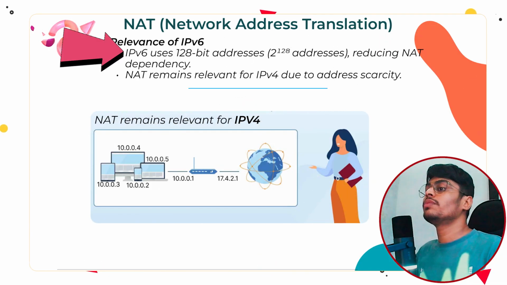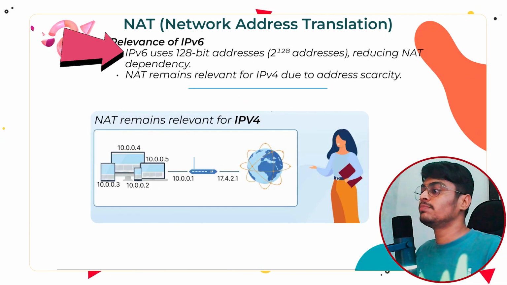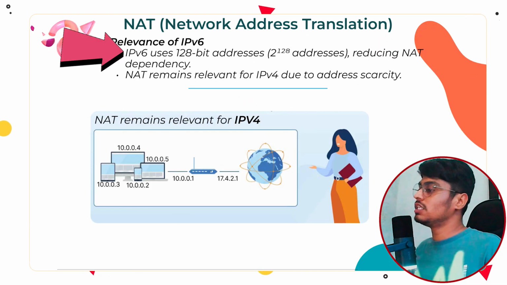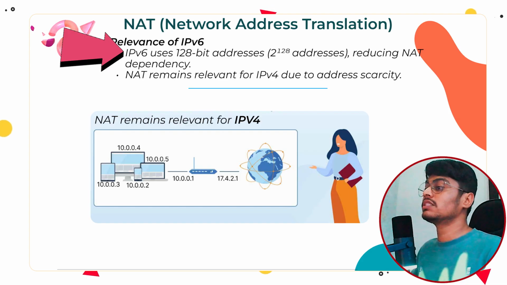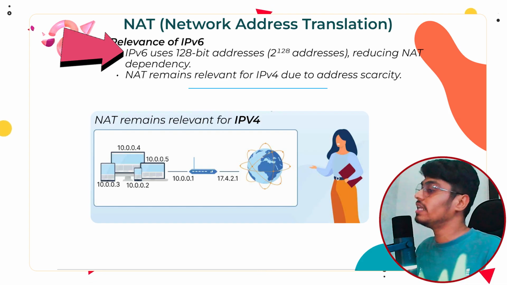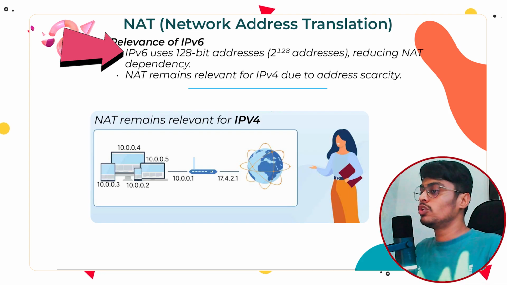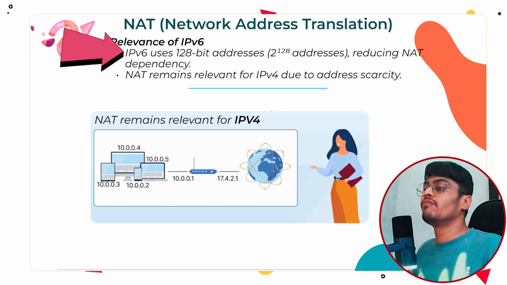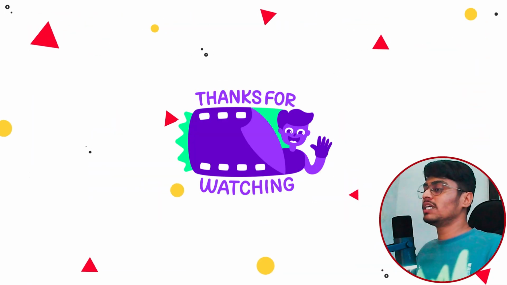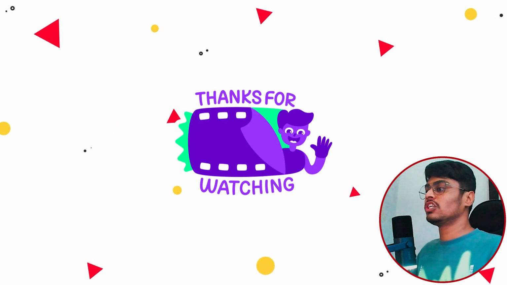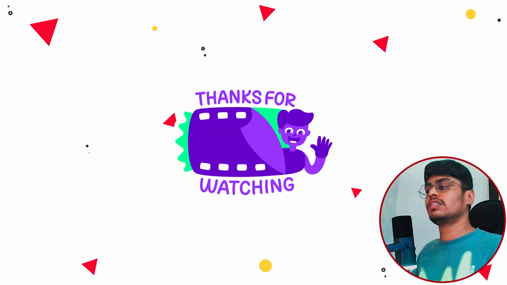But later on, NAT is also not needed as much because we have introduced IPv6. In IPv6 there are 2 raised to the power of 128 IP addresses. So even if we don't use NAT, it can work, because there are so many IP addresses that they won't end soon. So that was the whole concept about ARP and NAT, address resolution protocol and network address translation.